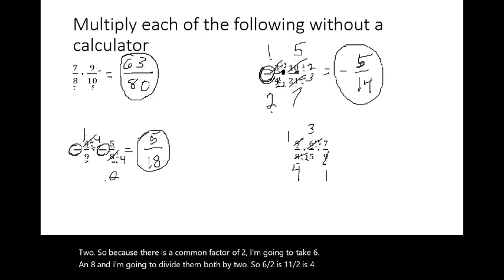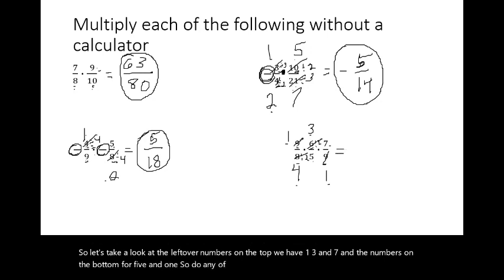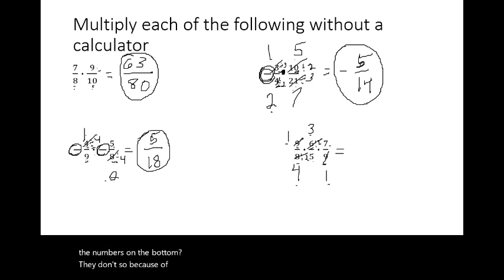So let's take a look at the leftover numbers on the top. We have 1, 3, and 7, and the numbers on the bottom, 4, 5, and 1. So do any of the numbers on the top have any common factors with the numbers on the bottom? They don't. So because of that, we're ready to just multiply all of the numerators and all of the denominators.